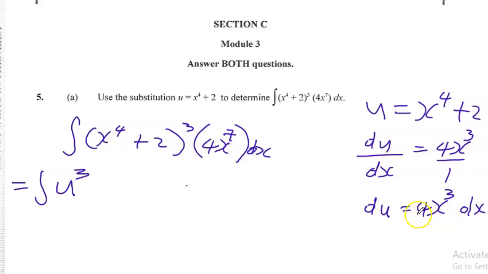If you look at what we have here, one thing we can do is to get x to the power of 7, we can times both sides by x to the power of 4. So if I times the left hand side by x to the power of 4, I end up with x to the power of 4 du. And if I times the right hand side by x to the power of 4, and this is at the powers, I'm left with x to the power of 7 dx. So notice that 4x to the power of 7 dx is x to the power of 4 du.